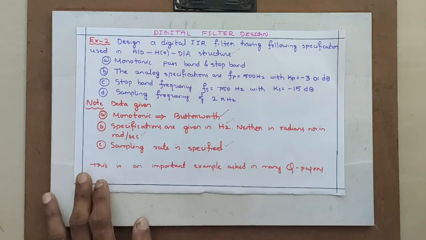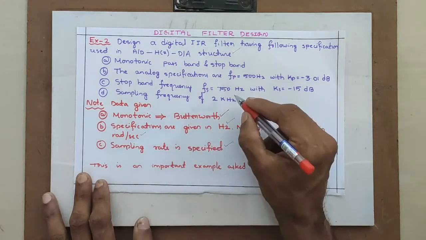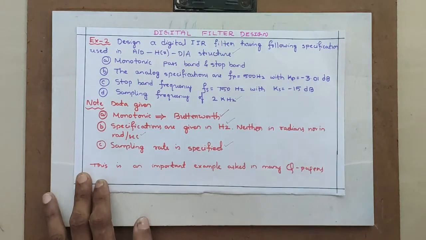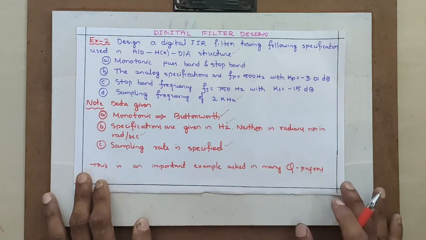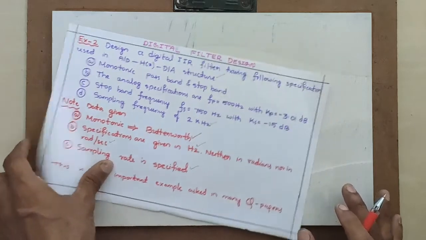And another very important difference from the previous examples is that the sampling rate is specified. Sampling frequency of 2 kilohertz is specified. Okay, this is a very important example. Let us solve this.